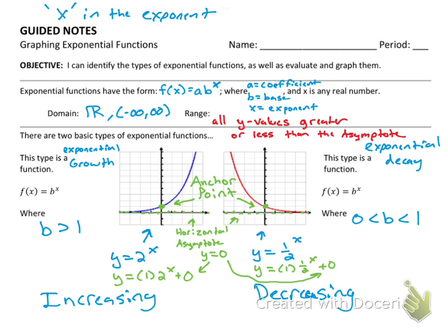If it's greater than 1, it is going to be exponential growth. If it's less than 0, it's going to be a reflection, okay? All right. This example right here is y equals 1/2 to the x, giving us that decrease, okay?